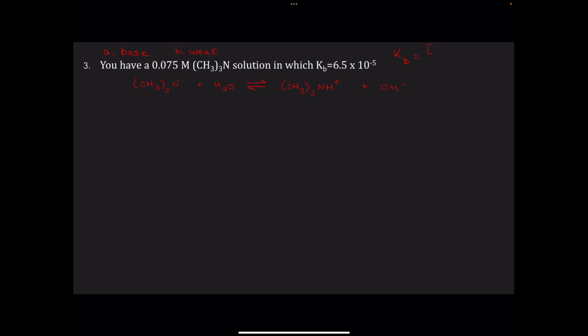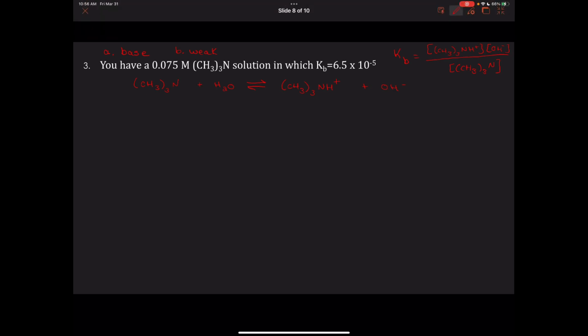So Kb will be equal to the concentration of (CH3)3NH+ times the hydroxide, divided by my original base, so (CH3)3N. Very similar to our previous problem, our ultimate goal is that we are looking for the pH. And in order to do that, we've got to get our equilibrium concentrations. So part E is asking us to set up our ice table and find those equilibrium concentrations.